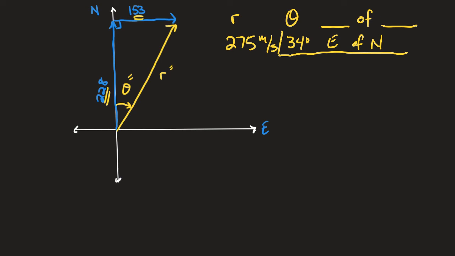Yes, sir? Would it also be acceptable to say like 56 degrees north of east if you want to keep it consistent? It sure would be. And there'd be nothing wrong with saying it. Those are the exact same thing. In fact, you could also say 56 degrees from the positive x-axis. All of those are fine.